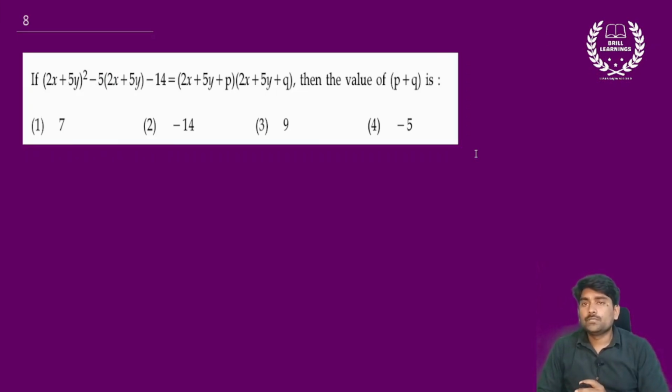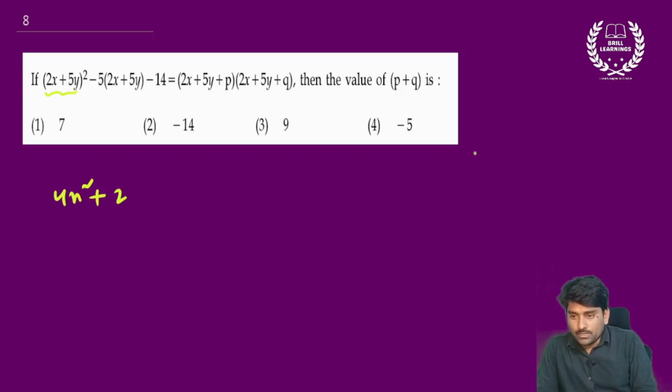Let's move on to the next. For these kinds of questions, simplify first and then compare their coefficients. You will get the answer. Okay, so the first one is in the form of a plus b whole square. So expand that. 4x square plus 25y square plus 2ab, where 2 5s are 10, 20.